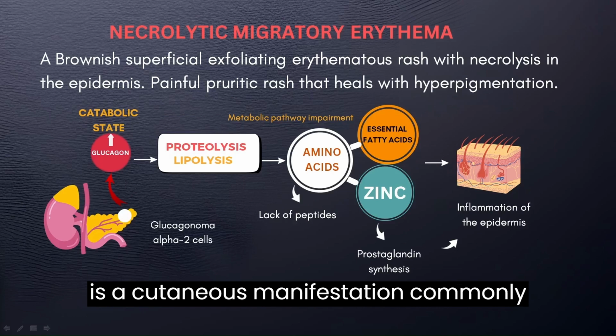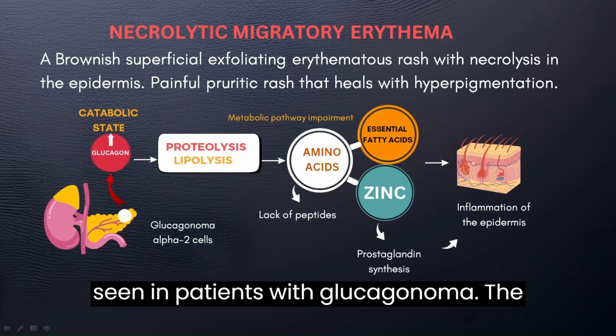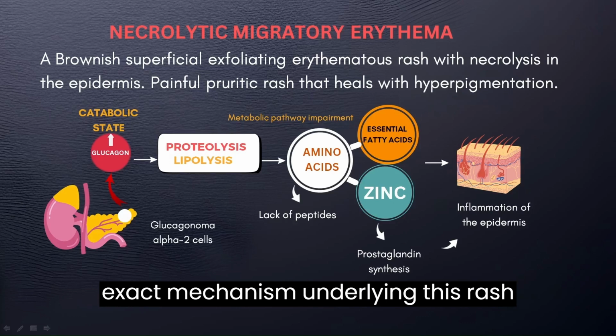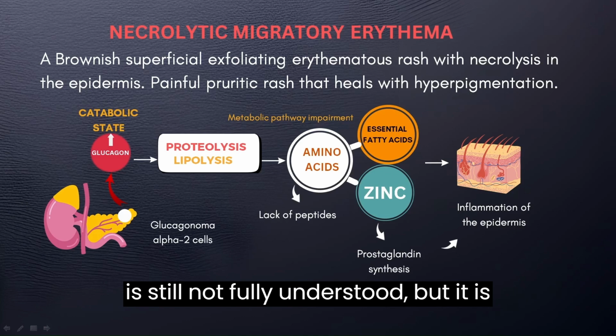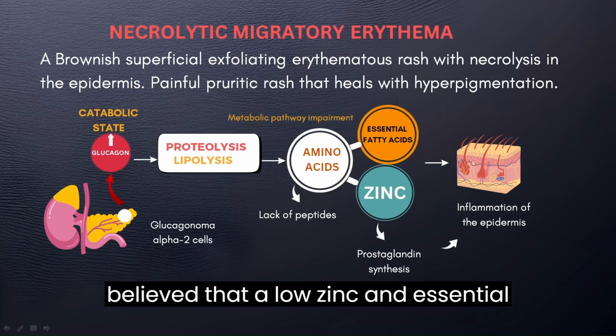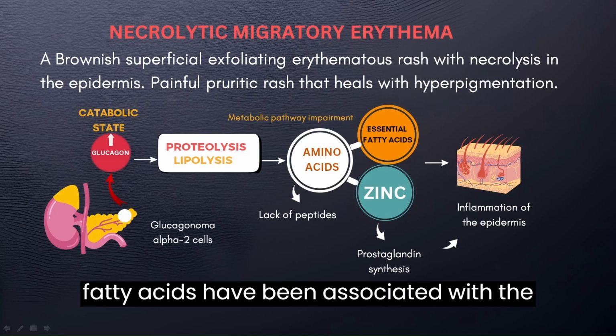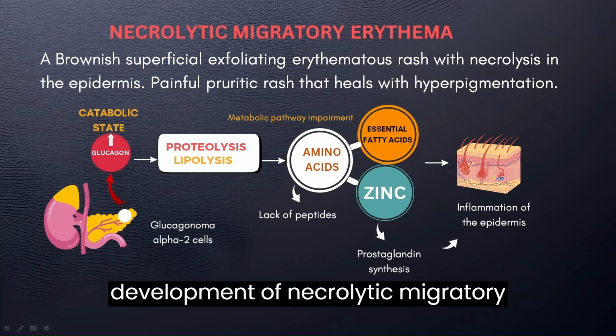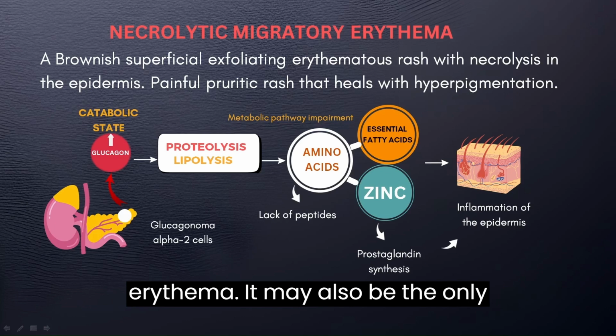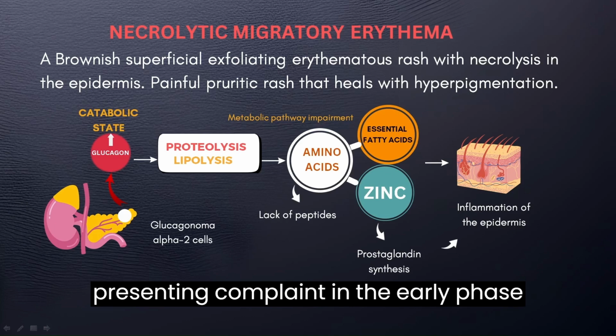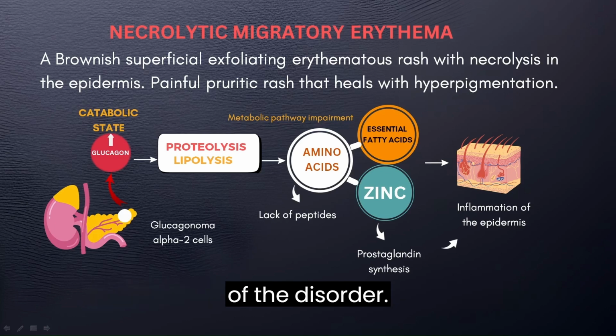Necrolytic migratory erythema. This is a cutaneous manifestation commonly seen in patients with glucagonoma. The exact mechanism underlying this rash is still not fully understood, but it is believed that low zinc and essential fatty acids have been associated with the development of necrolytic migratory erythema. It may also be the only presenting complaint in the early phase of the disorder.